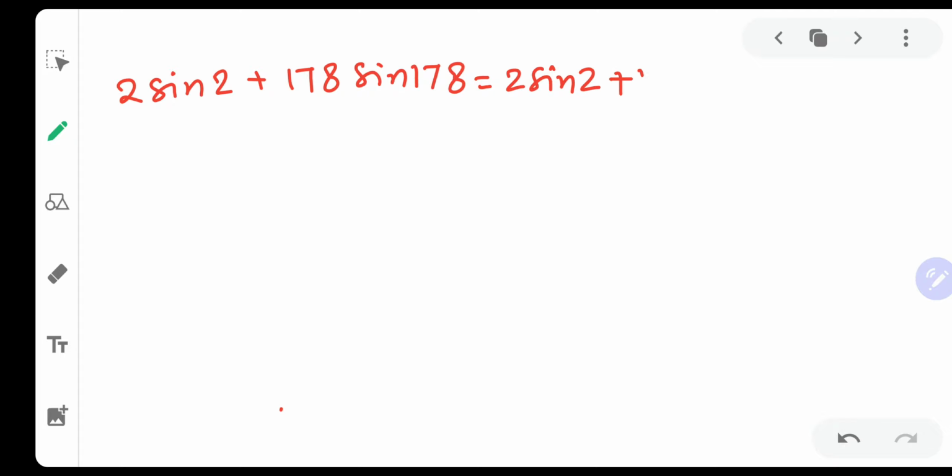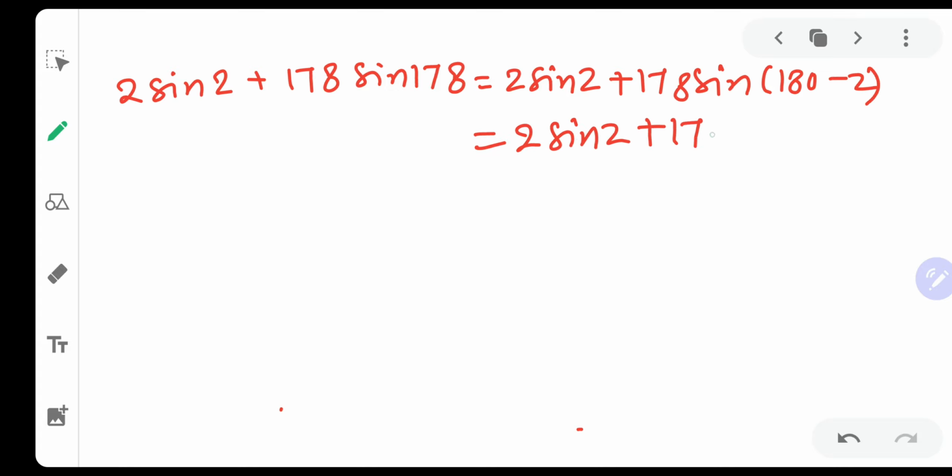So we have 2 sin 2 and 178 sin 178. Now that can be written as 2 sin 2 plus 178 sin of 180 minus 2. So that will be equal to 2 sin 2 plus 178 sin of 2 only, because sin of 180 minus theta is sin of theta. We have written 178 as 180 minus 2. Now if you add this, you will get 180 sin 2.